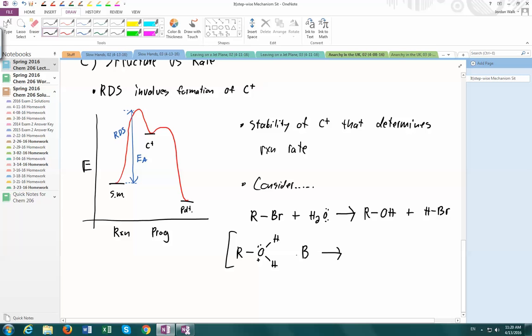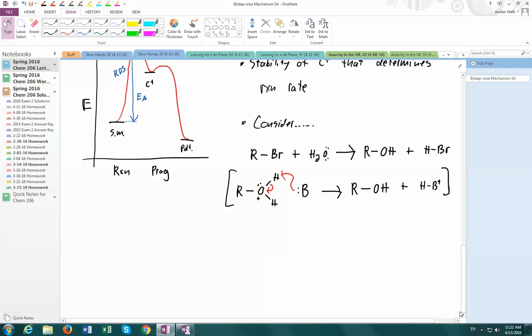So in this case, you can just take some base if you're drawing out the mechanism, undergo a deprotonation, and so that will lead you right to your alcohol product plus an HB of some kind. All right, so it will sometimes be necessary to undergo a proton transfer step. We'll talk about that again in just a second.